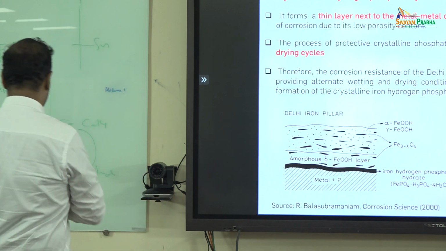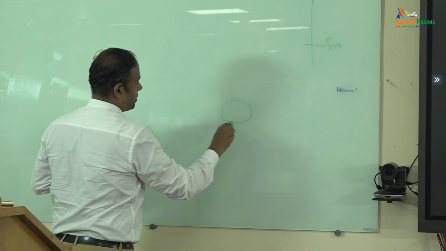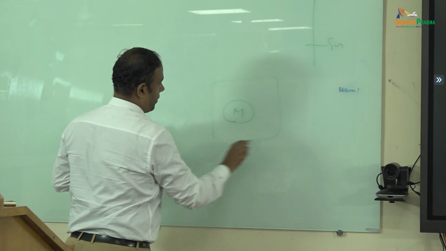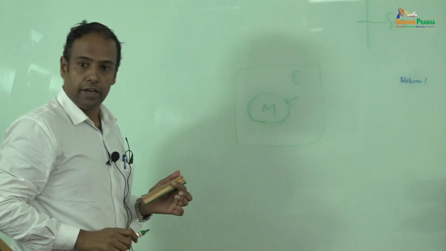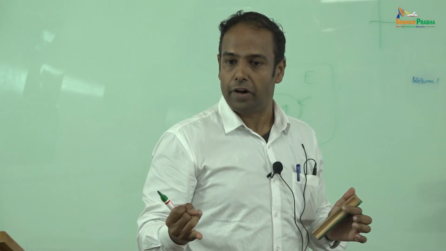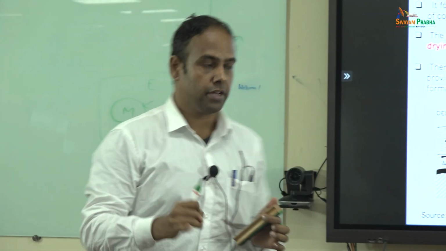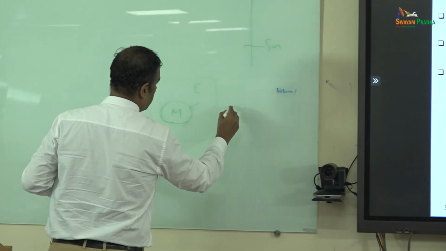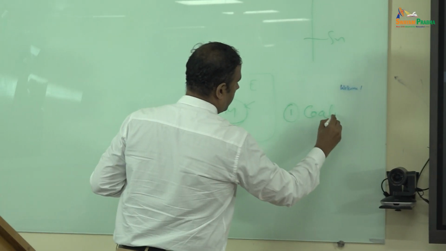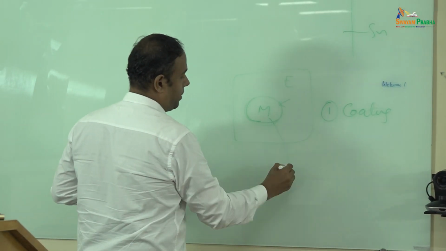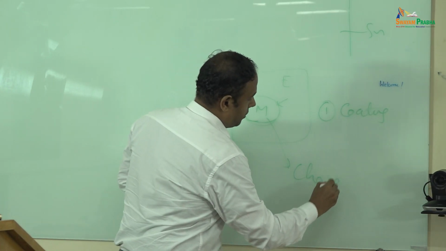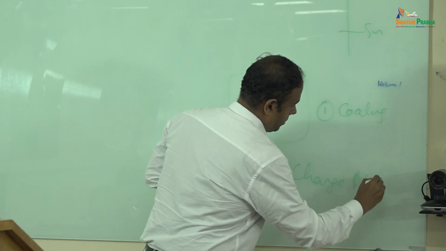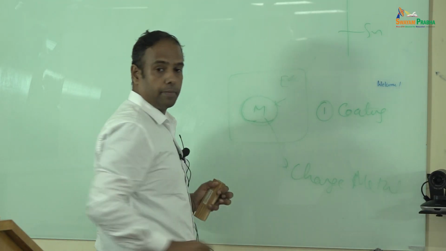Coatings. So what do you do with coatings? Assume this is my metal and this is my environment. So you did coating. So what is the strategy? You separated the metal from the environment. You avoided the interaction. That is one. So okay, one strategy is coating. What is the other strategy available? Change the metal chemistry or microstructure. And what is the other available?